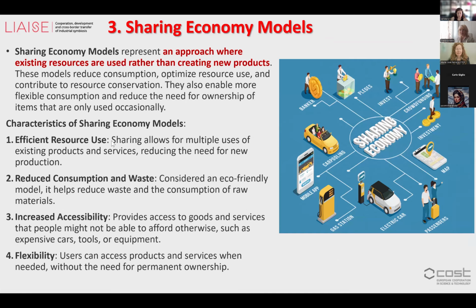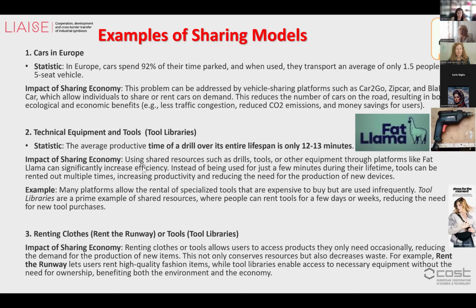Sharing economy models are the next type, and their characteristics are efficient resource use, reduced consumption and waste, increased accessibility and flexibility. According to statistics in Europe, cars spend 92% of their time parked, and when they are used, they transport on average only 1.5 people in a 5-seat vehicle. Also, statistics say that the average productive time of a drill over its entire lifespan is only 12-13 minutes.